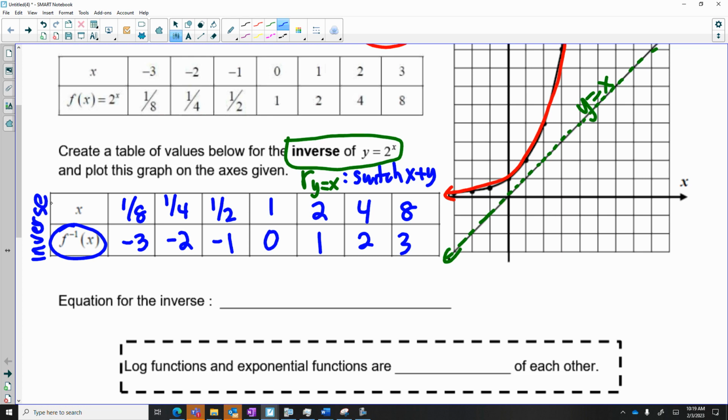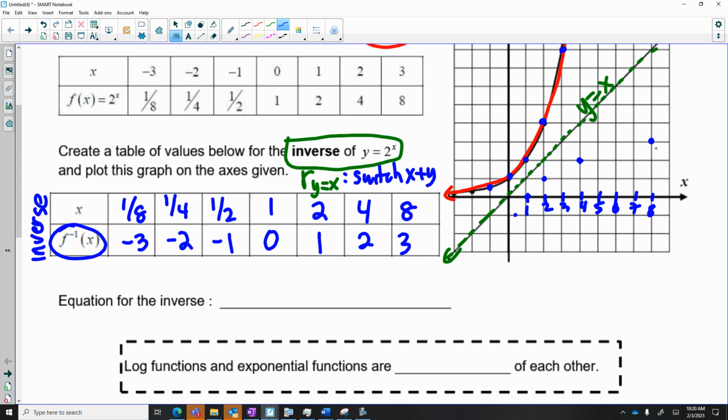I'm going to graph my inverse over this line, y equals x, okay? So let's do some of the easier ones. 0 1 becomes 1 0. 1 2 becomes 2 1. 4 2, I'm just doing a little scale here for you guys. 2 4 becomes 4 2. Okay. -1 1/2 becomes 1/2 -1, etc. Okay. So you get the idea. 3 8 becomes 8 3.